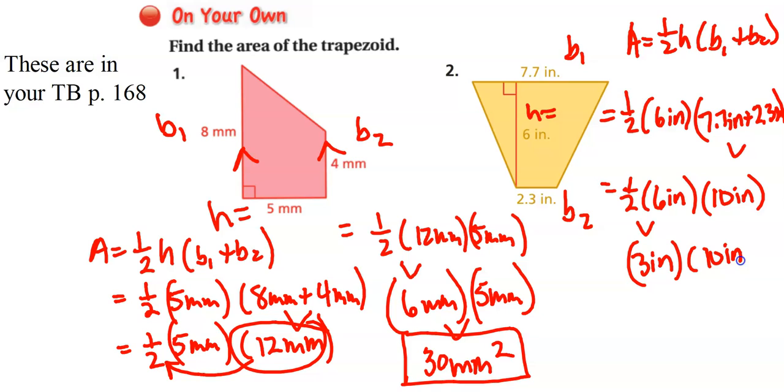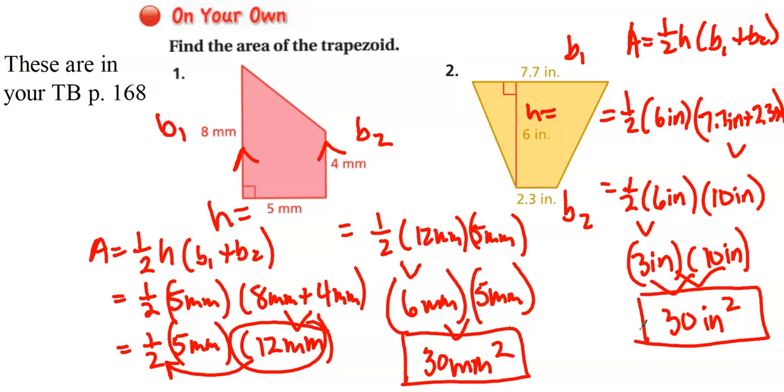So I wind up with, hey, that's the same area as the other shape. 3 inches times 10 inches is 30. Inches times inches is inches squared. Oh, how cool. Different dimensions, but they have the same area. That's how you find the area of a trapezoid.